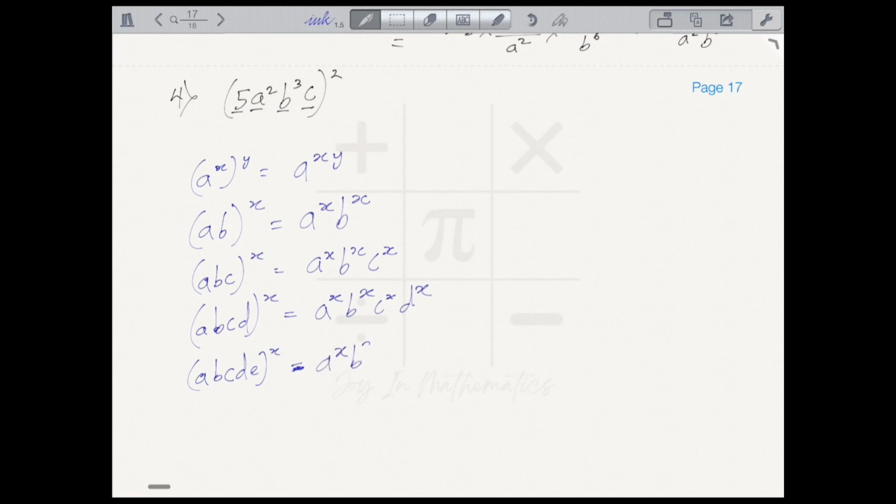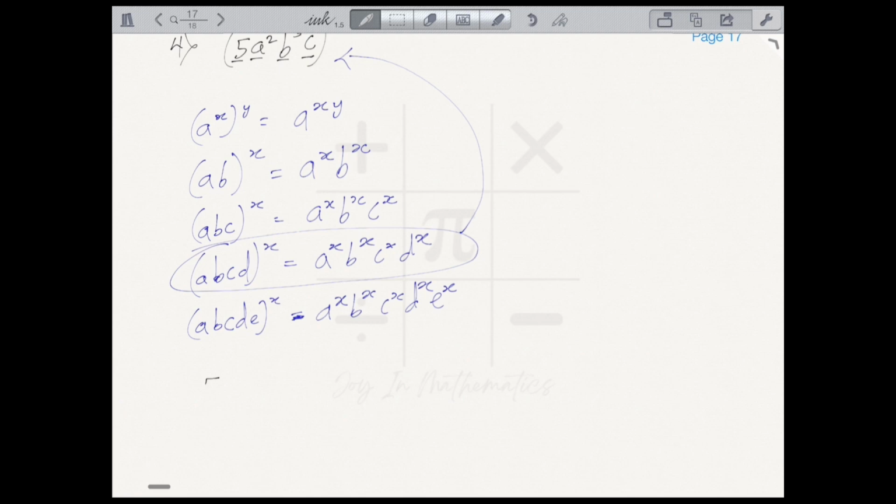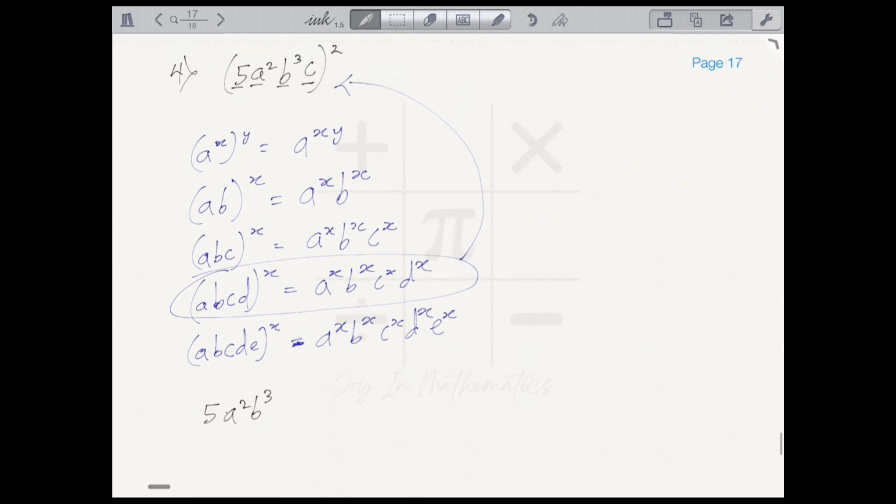That's a raised to the power of x, b raised to the power of x, c raised to the power of x, d raised to the power of x multiplied by e raised to the power of x. Now we are dealing with the fourth term. Okay, that's 4 terms, and this will be applied here. So let's solve now together. We have 5a squared b raised to the power 3 multiplied by c all squared.